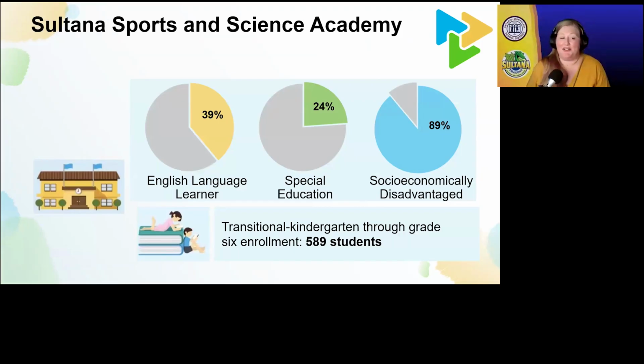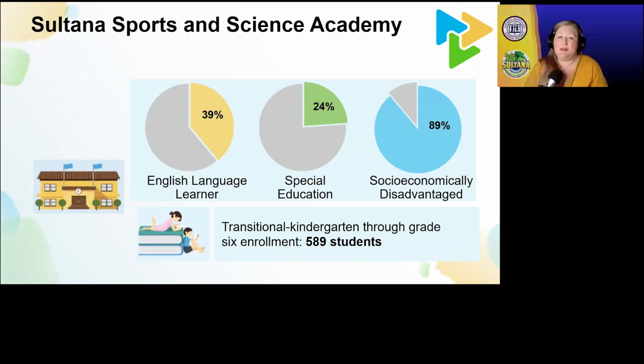As I stated, I currently work at Sultana Sports and Science Academy. We're a public school in the Ontario Montclair School District. Our school serves just over 600 PK through sixth grade students. We're a Title I school with a socioeconomically disadvantaged population at 89% and an English language learner population at 39%. 24% of our population participate in integrated special education. We have a community of about 100 adults on campus who support our students in their learning journeys.